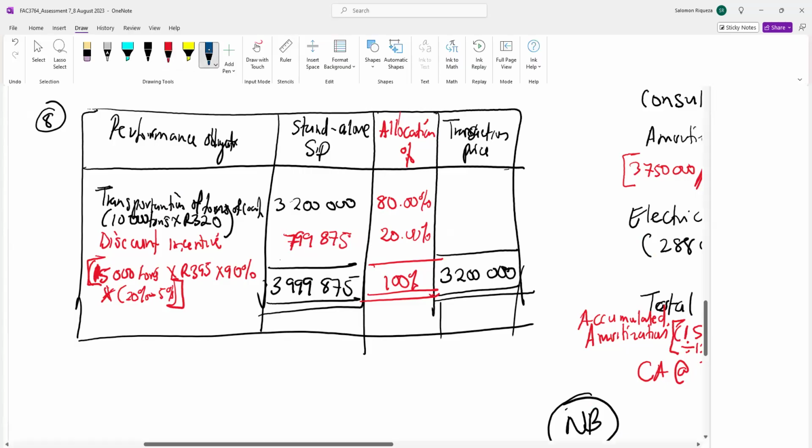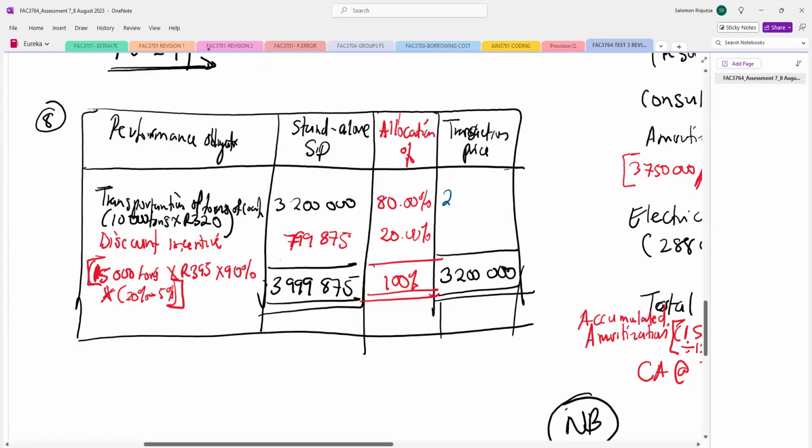Let me just use a different color here. So 2,560,000. What did I do? I took this percentage multiplied by the transaction price, the package price. And I'll do the same with the other one. So this is 640. So this table, normally when we have more than one performance obligation, we use this one so we can get the allocated percentage. All right.